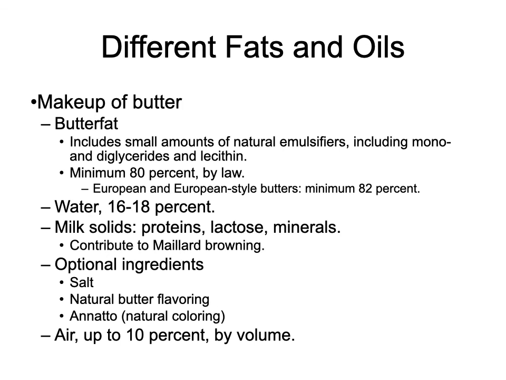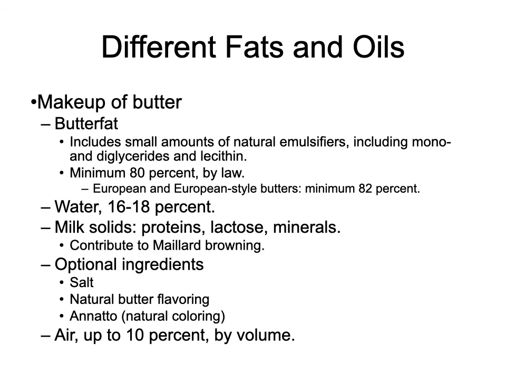What's butter made of? Mostly butter fat that is extracted from cream. European butters typically have higher fat content and lower water content. So our water content here in America is about 16 to 18%. We also have milk solids like proteins and sugars like lactose and some minerals. That lactose helps contribute to good browning, which is something you don't get with shortening. You can also add salt, and air is sometimes added to butter, but generally most butter is pretty solid stuff.